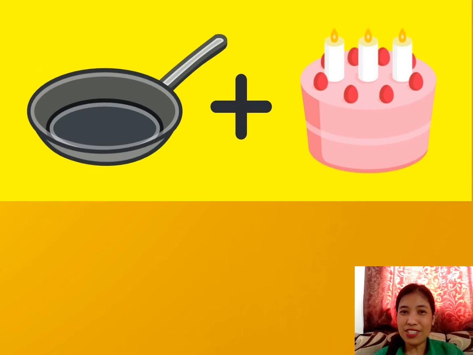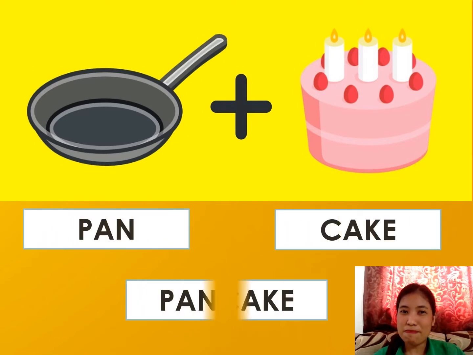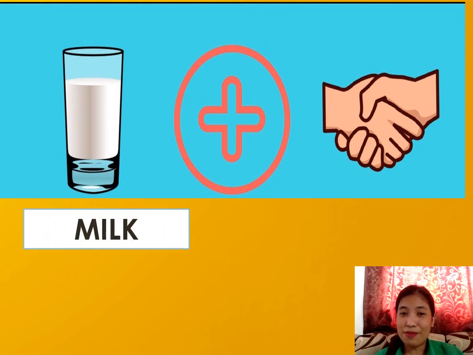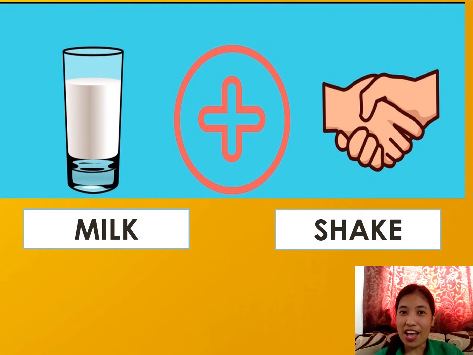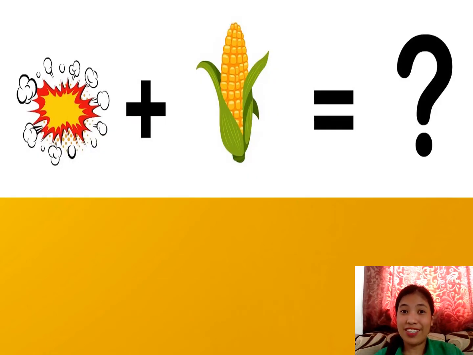Very good. First, we have a pan plus cake, that is pancake. Did you eat pancake? Great! How about the next food? What is that? That is milk plus shake. We have a milkshake.